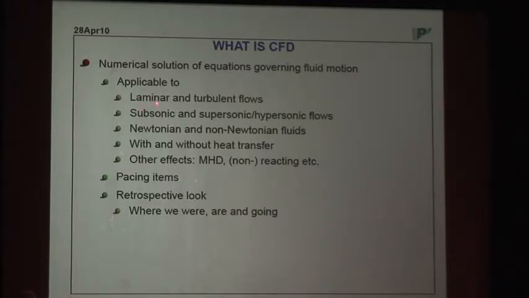But earlier today, we certainly heard about CFD. What is CFD? That was addressed this morning. I guess in some ways, we all have our different concepts of what CFD is. It's certainly applicable to laminar and turbulent flows. We've seen so many excellent examples today. Subsonic and supersonic/hypersonic flows. We've seen a lot of examples. We haven't seen too much in the supersonic regime.